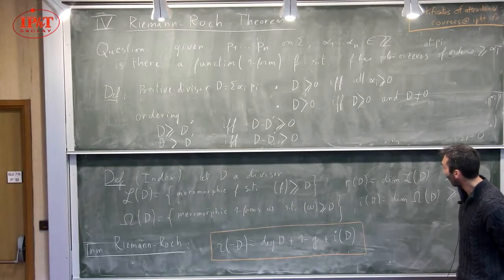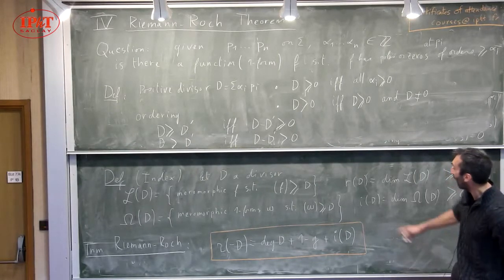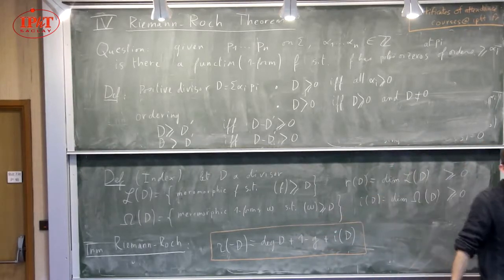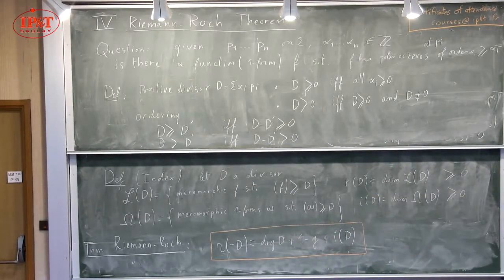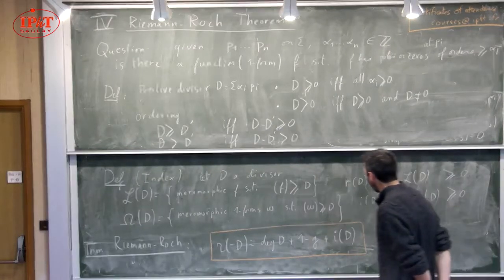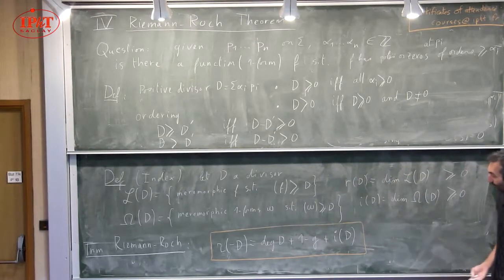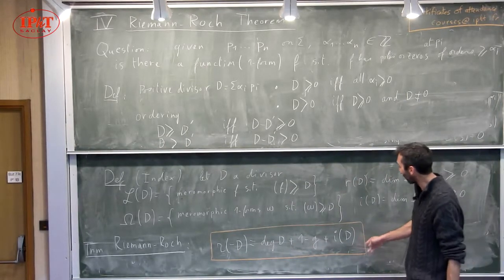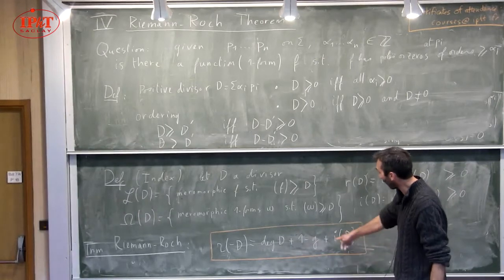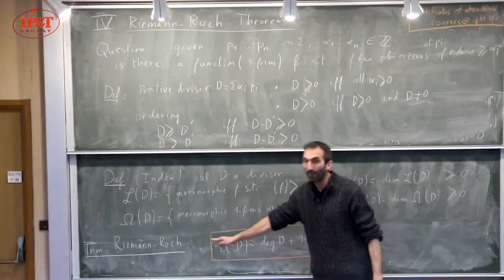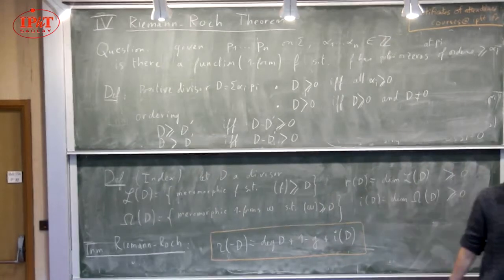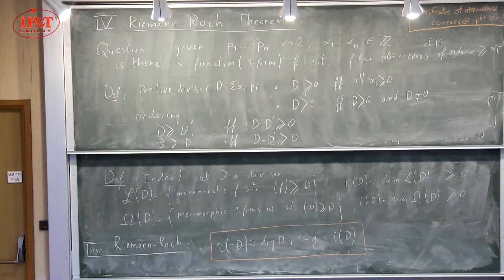The interesting question is: are these numbers strictly positive or not? So basically, you want to find the existence of functions with given poles and zeros, or existence of one forms with given poles and zeros. And the fact that you have minus d on one side and plus d on the other side means that very often you have a lower bound on that side, which means a lower bound for that one. So you will very often be able to show that it is strictly positive using this theorem.